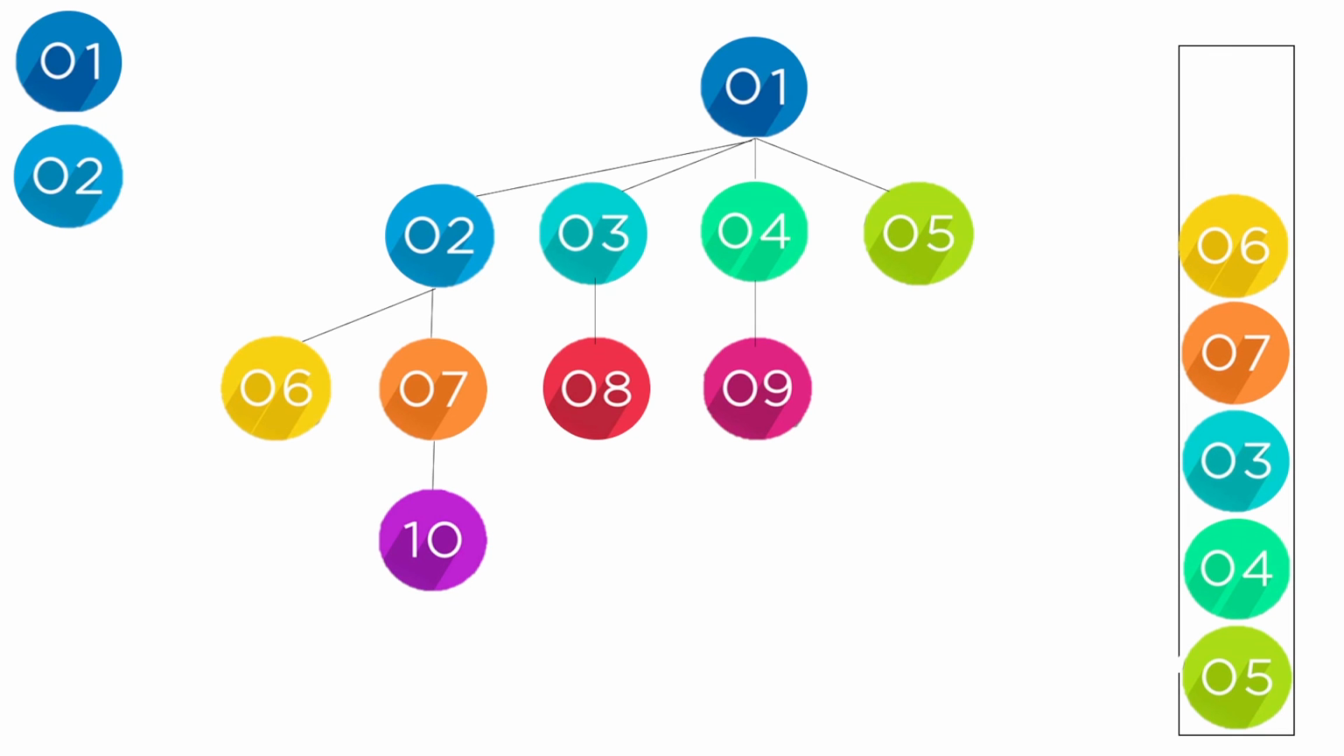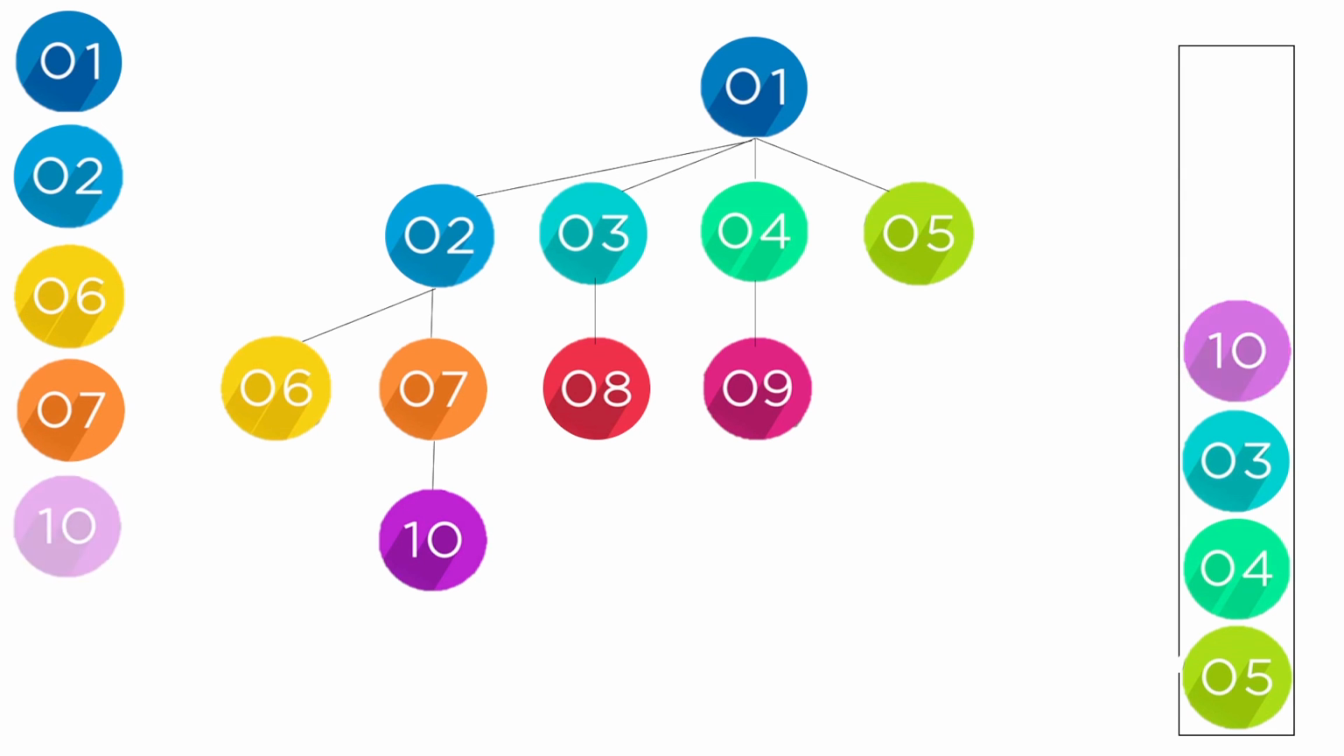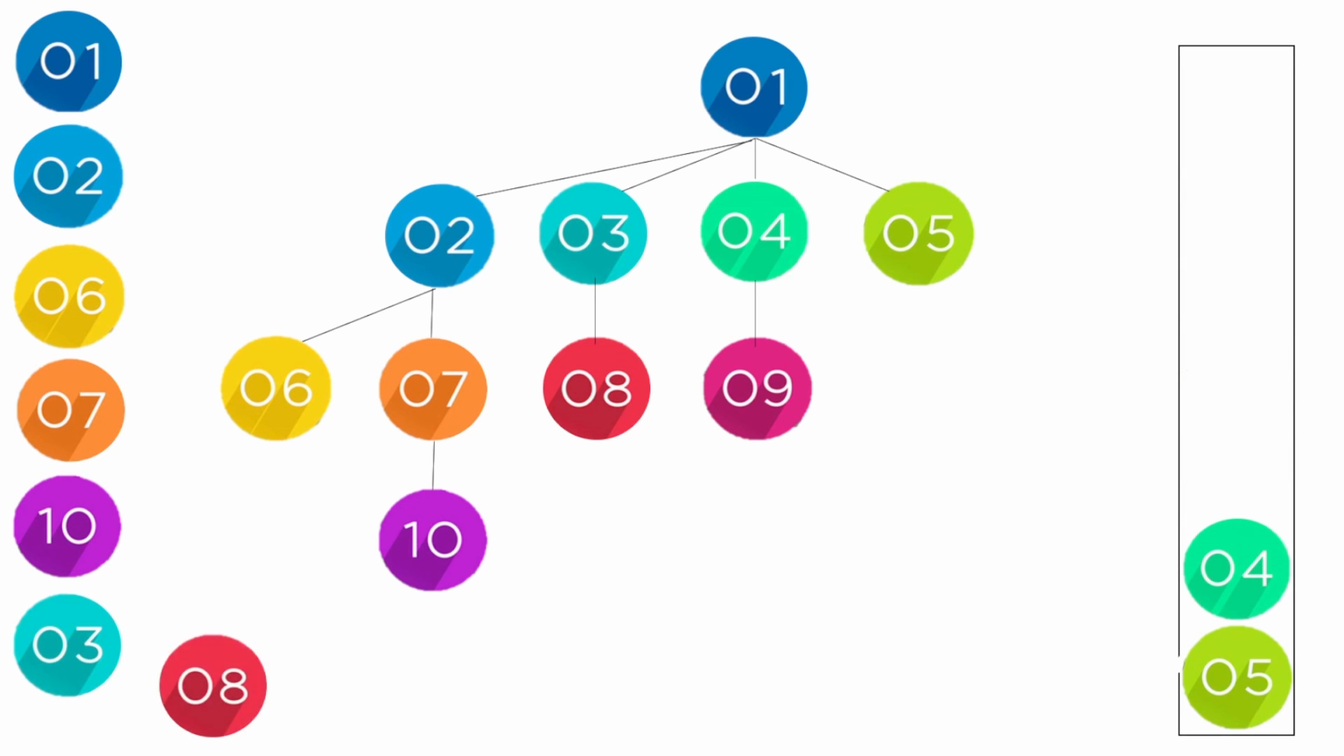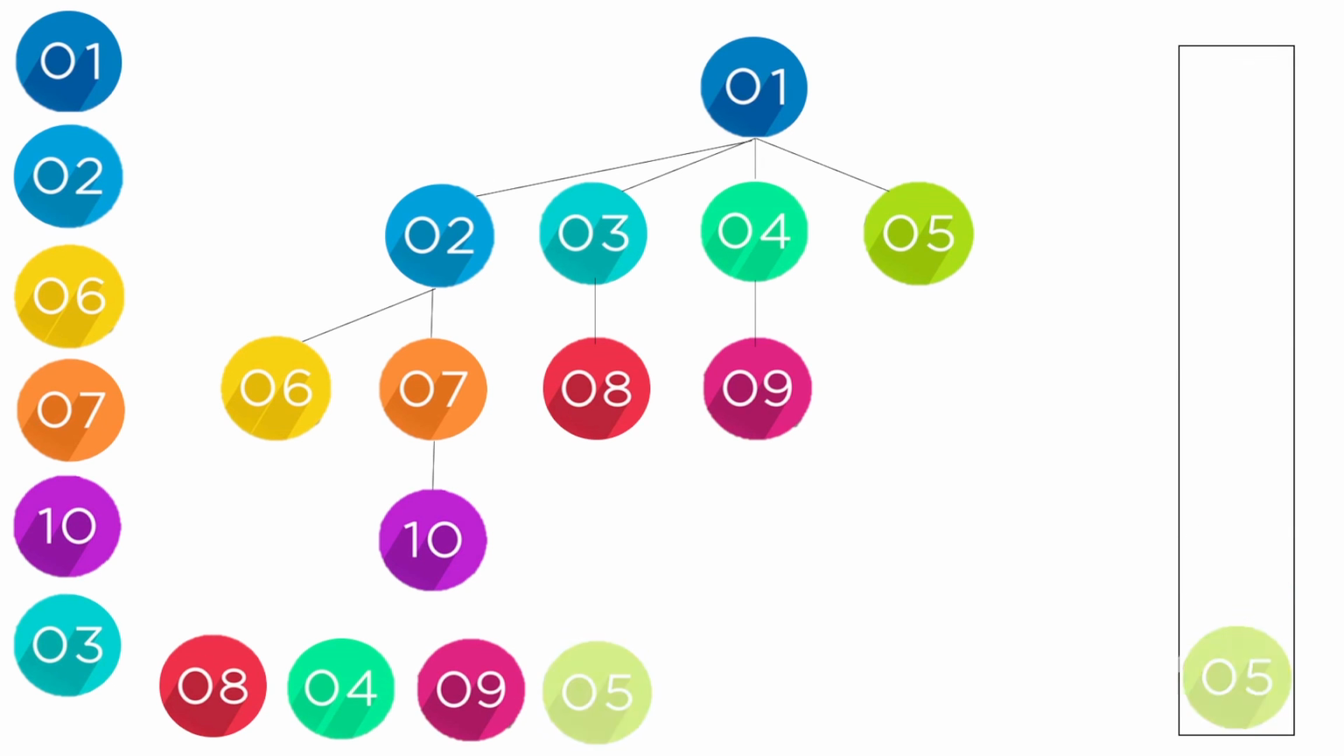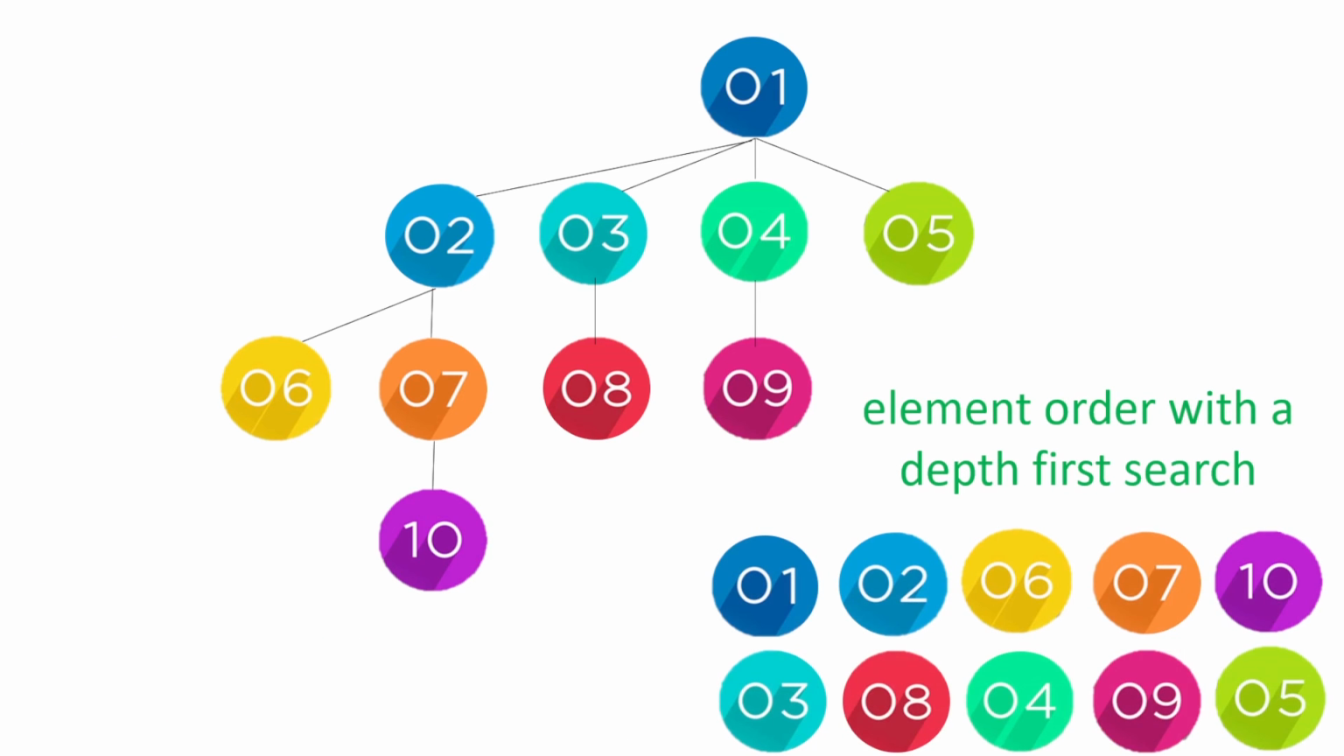Again, 7 and 6 will go in, visit 6, then 7, then 10, then 3, then 8, then 4, then 9, then 5. So that was the order that we visited with a depth first search: 1, 2, 6, 7, 10, 3, 8, 4, 9, 5. Did you get that correct? If you did, well done.